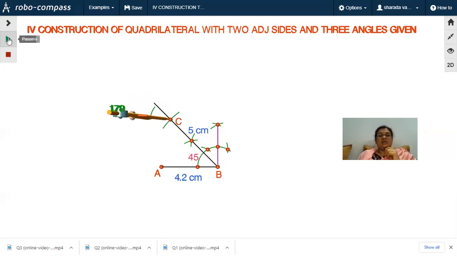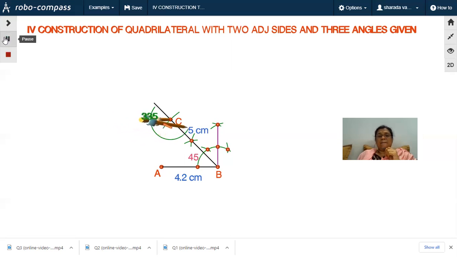Yes, this is C. Now, at this point, how much should the angle be? It should be 135 degrees. So that 135 degrees also, we should locate with the help of a compass only. For that, you take a radius, not 5 centimeters, that is less than half. I have taken 2 centimeters and drawn an arc like this.